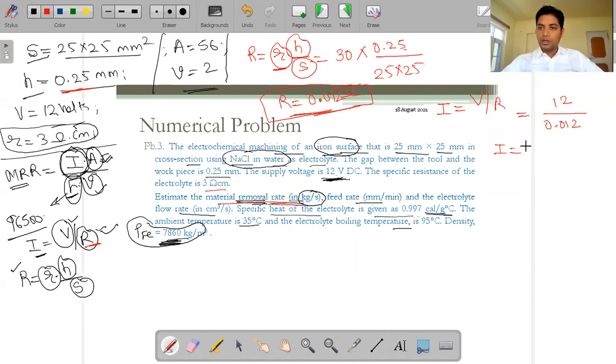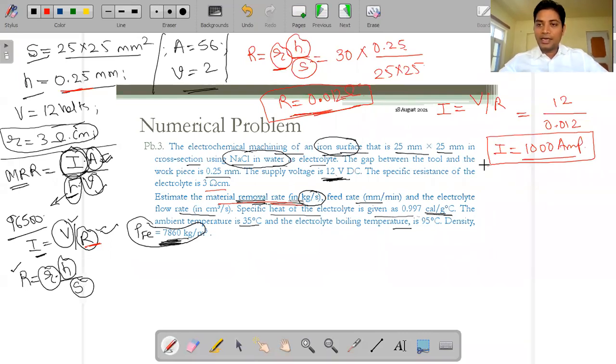1000 amperes. 1000 ampere. And Malik Musharraf, ME 1732, can you tell me what value you are getting? Guys, if you do not respond, I should consider it as absent only. Yes, sir, it's 1000. I am getting 1000. You are getting 1000. Okay, that's great.